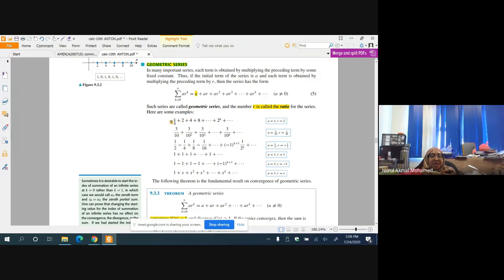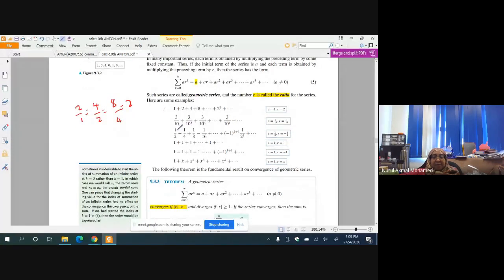Right? So they are not geometric series. For the geometric series, the ratio for each of the terms must be equal. In this case, it is equal to 2. So for this one, you have 2 divided by 1, it is equal to 4 divided by 2, which is equal to 8 divided by 4. They are all equal to 2. So r is equal to 2. So it means that this is a geometric series.